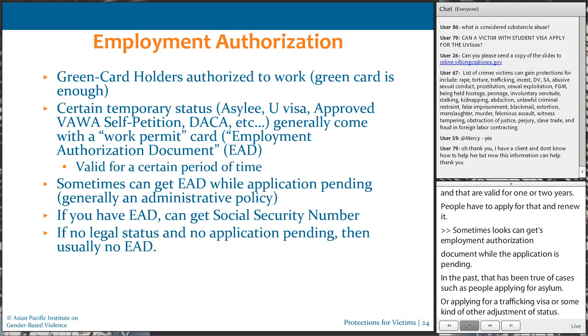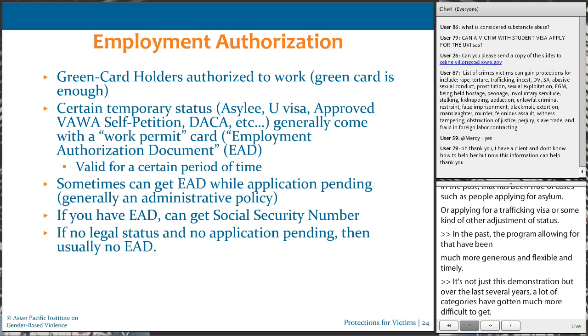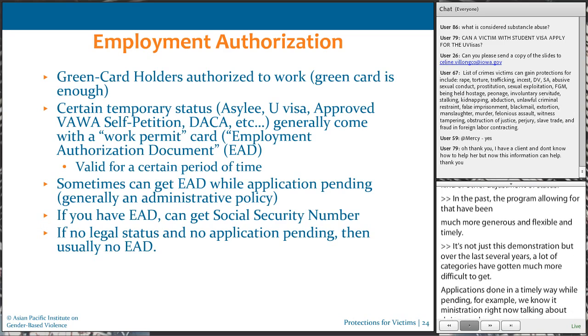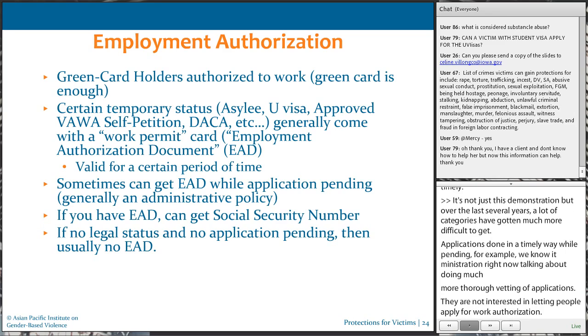And it's not just this administration, but over the last several years, a lot of categories have gotten much more difficult to get applications done in a timely way while applications are pending. For example, we know that the administration right now has been talking about doing much more thorough vetting of applications. And so, they are not interested in letting people apply for work authorization in a lot of categories where they have in the past, while they're still waiting for the application to be approved.